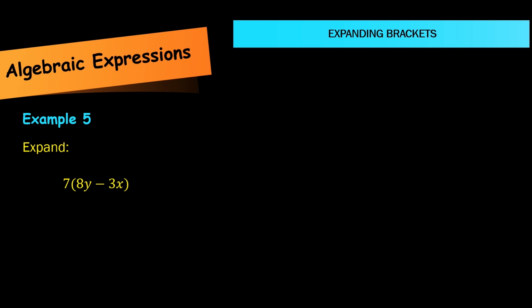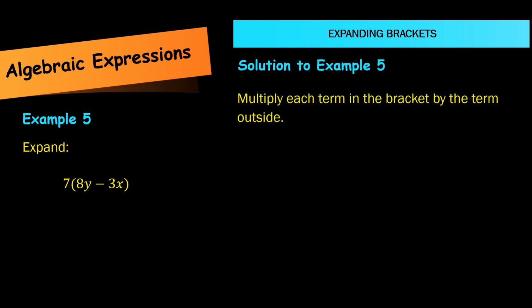And now for another example. Pause the video and have a go. Press play when you're ready to view the solution. So let's solve this. Again, we're required to expand an expression. So multiply each term in the bracket by the term outside. We have 7 times 8y is 56y, and 7 times minus 3x is minus 21x.